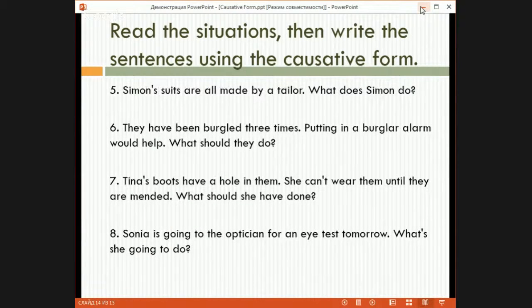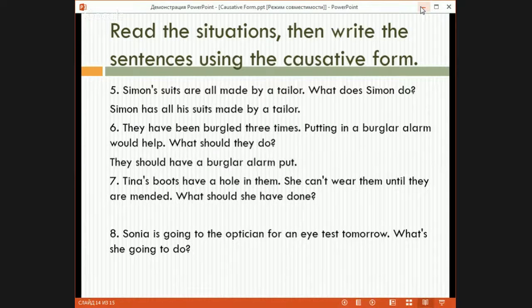Simon's suits are all made by a tailor. What does Simon do? Simon has all his suits made by a tailor. They have been burgled 3 times. Putting in a burglar alarm would help. What should they do? They should have a burglar alarm put in.